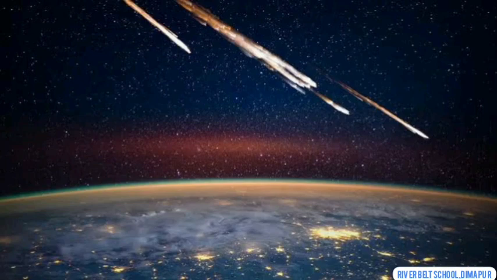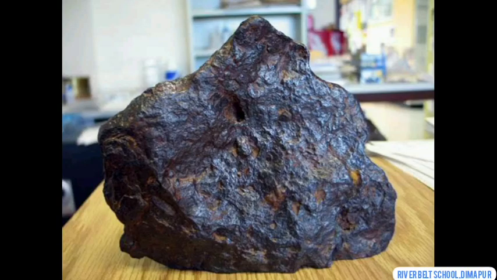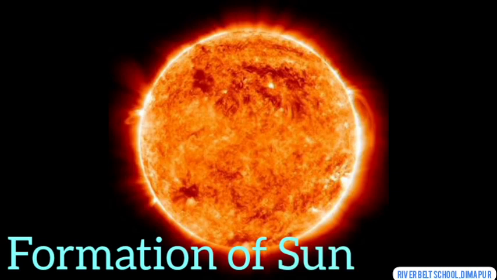Sometimes meteors do not burn completely in the atmosphere and strike the surface of the Earth. These pieces are called meteorites. Let us learn about the formations of Sun.